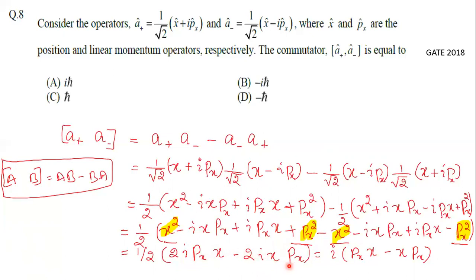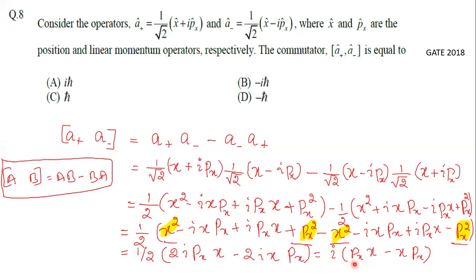Then what is common here is 2i. When 2i comes out, we are left with px x minus x px. If you take 2i outside, the 2 and the 1 by 2 get cancelled. We are left with only i outside. Within we have px x minus x px.